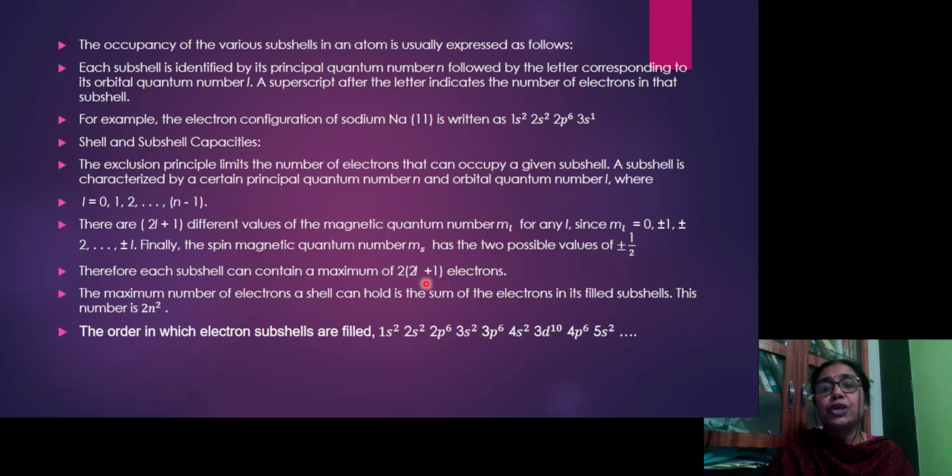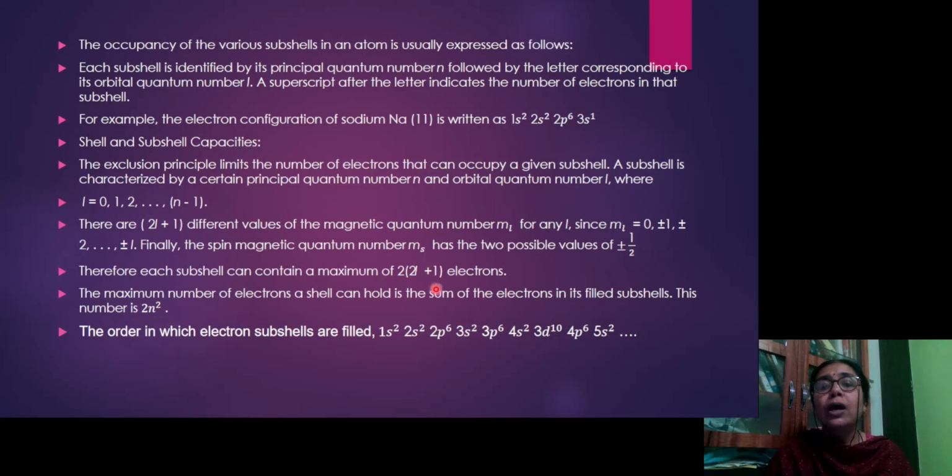For the P subshell, L will be 1. So 2 into 1 plus 1, that is 3, multiplied by 2, a maximum of 6 electrons in the P subshell, and so on. The maximum number of electrons a shell can hold is the sum of electrons in its filled subshells. This number is 2n square.